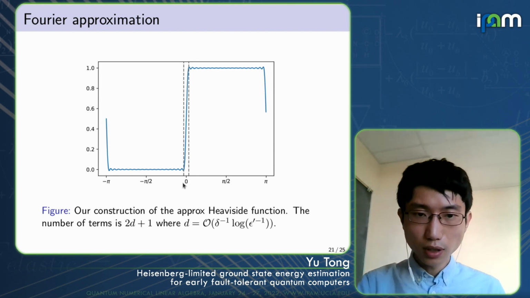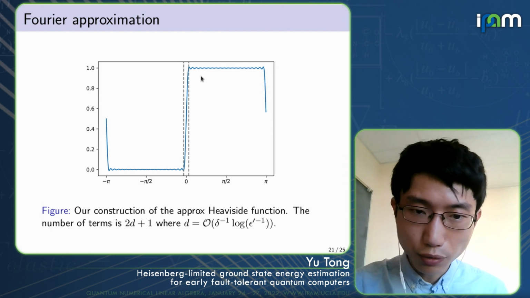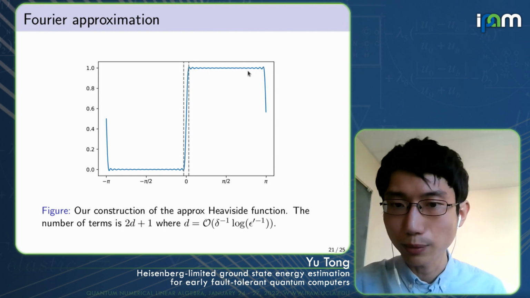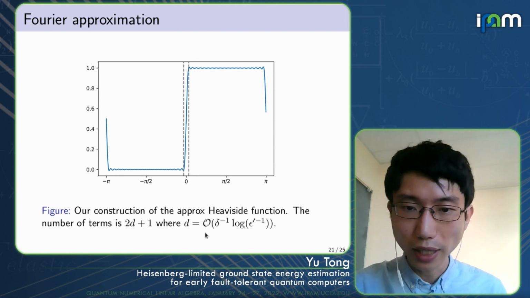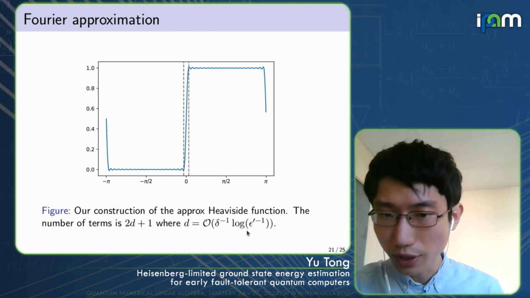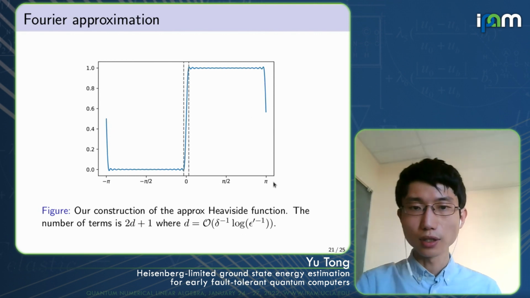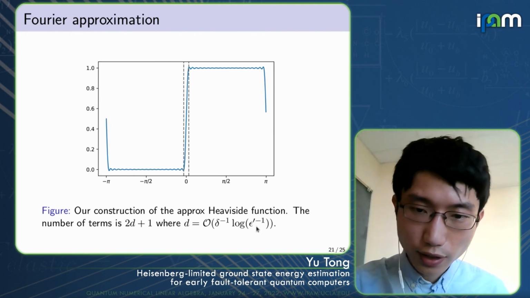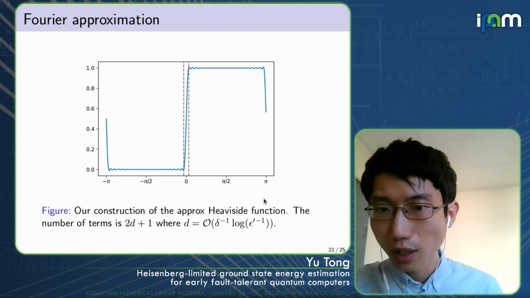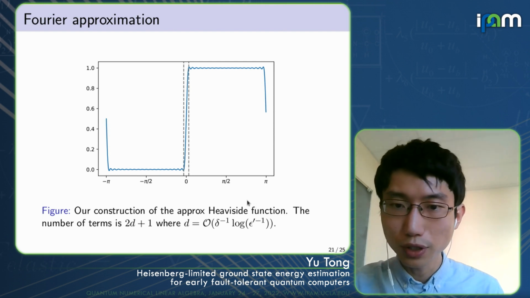So if we want to keep the oscillation here below a certain threshold epsilon prime, the degree will scale like delta inverse times log of delta inverse times epsilon prime inverse. You can see the scaling with respect to this epsilon prime is actually very good. There is a later work that improved this construction.